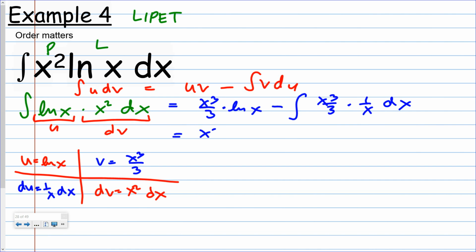Okay, you guys with me so far? All right. The uv doesn't change. I'm already done with this first term. What's x cubed divided by x? X squared. Okay. So there's my new integral over here.